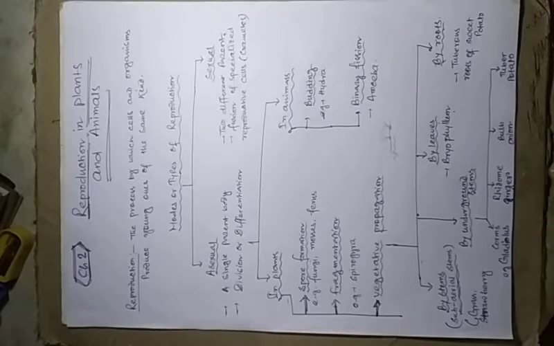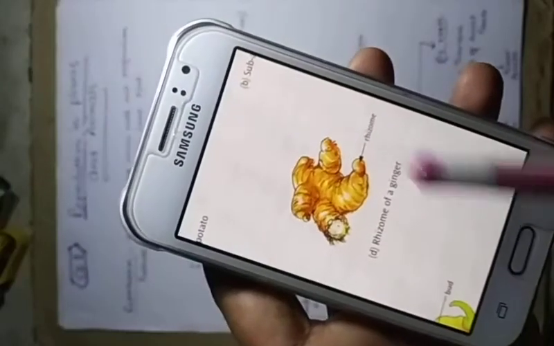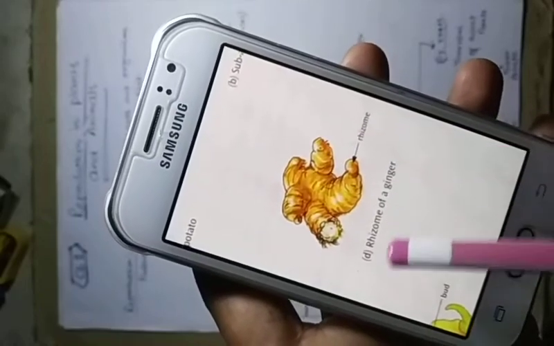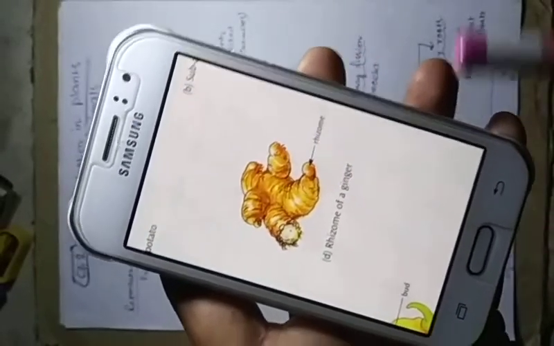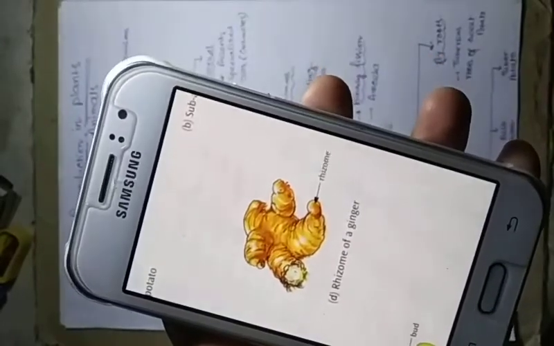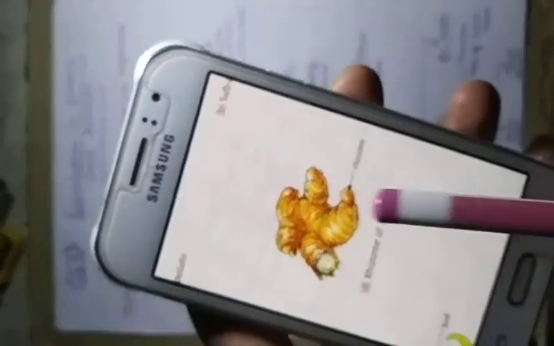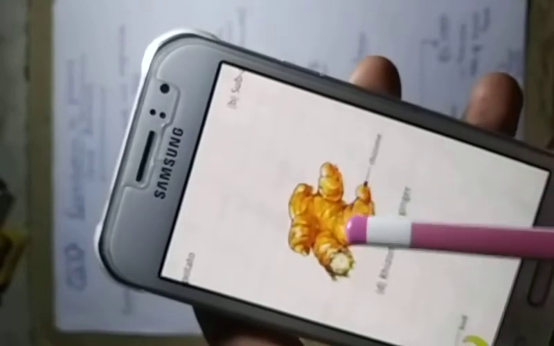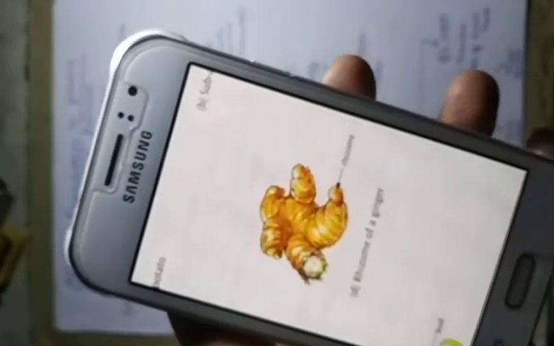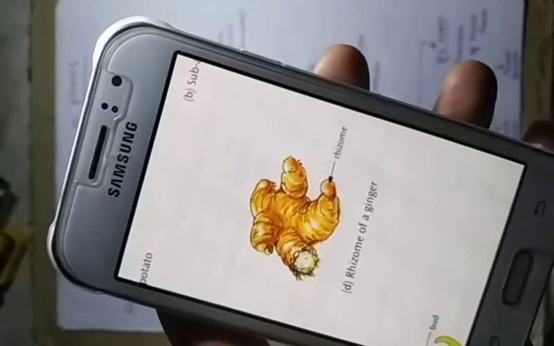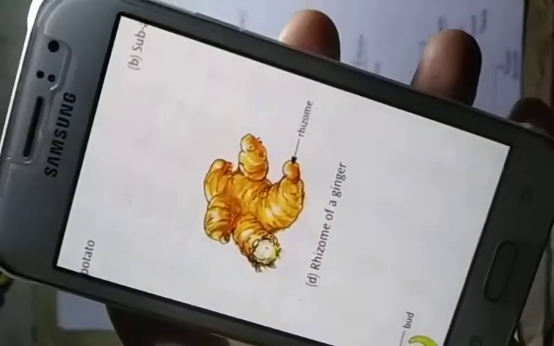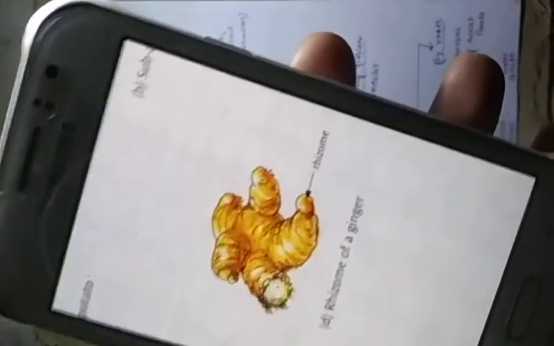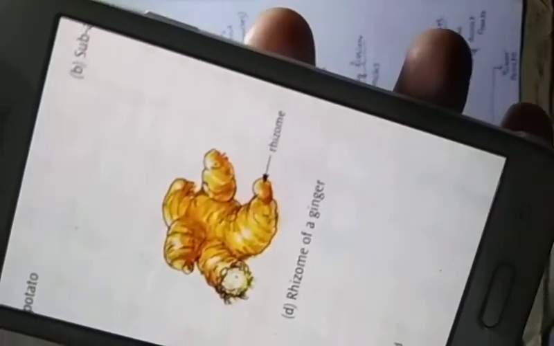Okay, now come to rhizome. So what is rhizome? Let me show you first in the picture. So students, you can see this is ginger and this is the rhizome. So it's also a bud. Okay, just underground and horizontally under the ground, this bulb like structure is a part of the stem which will further grow to the offspring. So this is the rhizome.